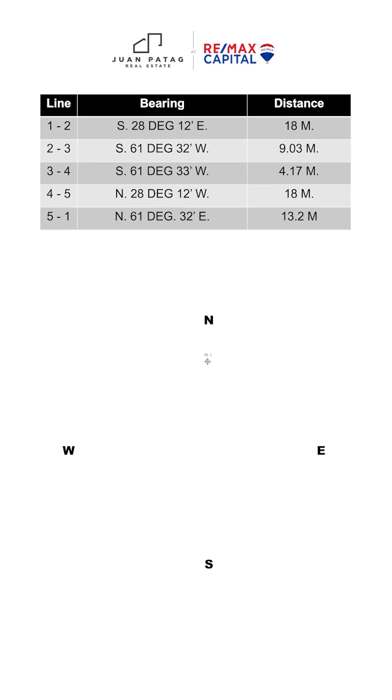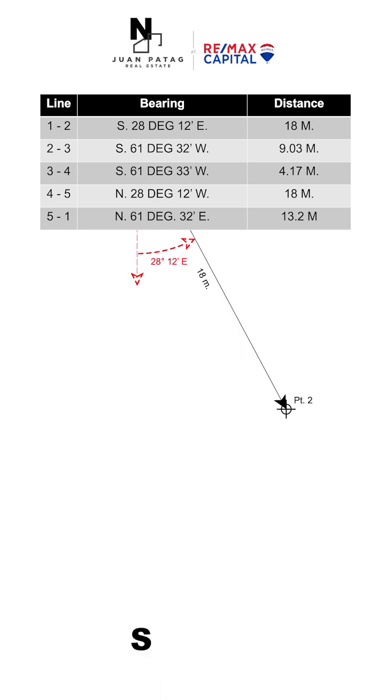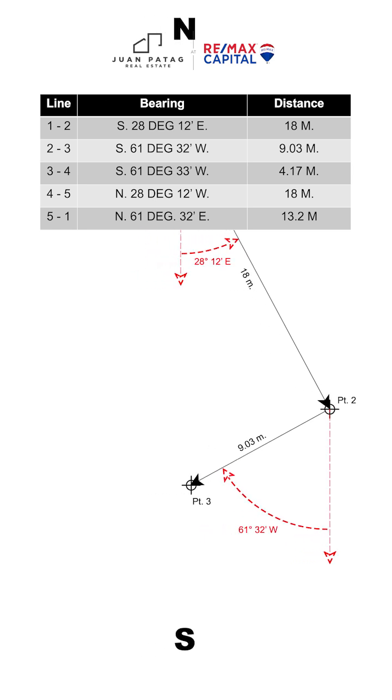We start off with point 1, and the bearing says to face south, then turn 28 degrees 12 minutes to the east, then draw an 18-meter line. So from point 2, we'll be drawing a line to point 3, face south, turn 61 degrees 32 minutes west, then draw a 9.03 meter line. Now we'll be drawing lines 3 to 4. So we begin with facing south, turn 61 degrees 33 minutes west, and draw a line for 4.17 meters to point 4.